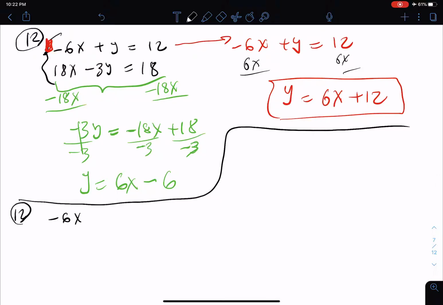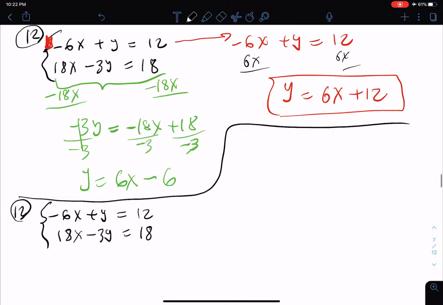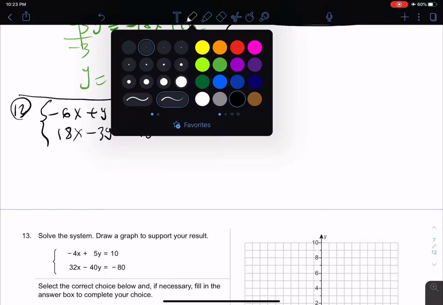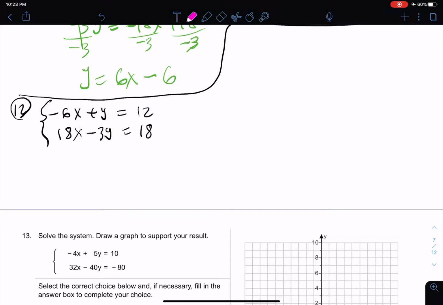Here it is, 6x plus y equals 12, this is equation number 1. Equation number 2, 18x minus 3y equals 18. Let me go ahead and solve this one by using substitution. Okay, so I do see a nice substitution here. I see that I could solve for y pretty easily by adding 6x to both sides of the equation, which gives me y equals 6x plus 12. Oh, I put it in slope-intercept form. That's what we just did last time.